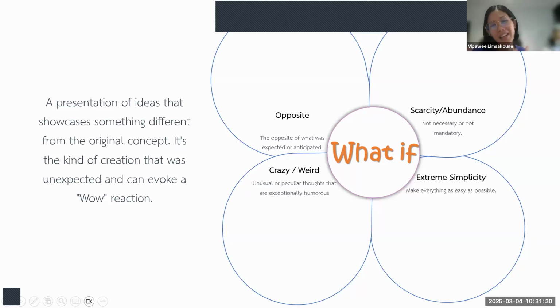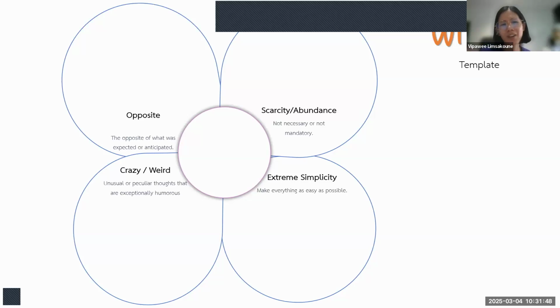As I gave the example of the water bottle, right? Can we have a straw? We don't have to open the lid. We just open the tiny straw and then we can just drink it. That is extreme simplicity. Simplify it. So this is the template. You can use the template on Canva that I made. You can just duplicate it if you want to use what if too.